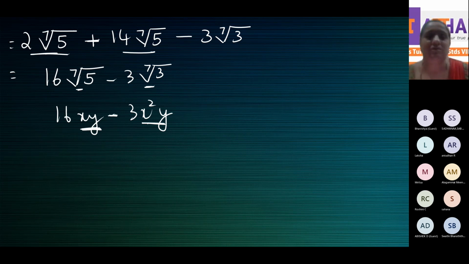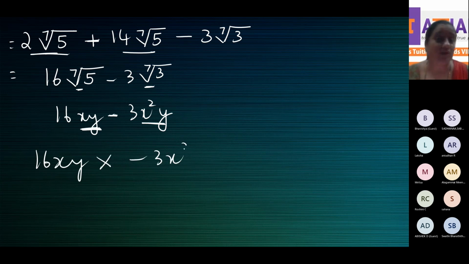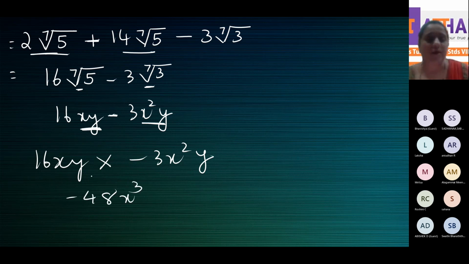It's the same thing. But you can multiply. If you have to multiply 16xy and minus 3x square y, you can multiply them. 16 into minus 3 is minus 48. X into x square is x cubed. Y into y is y squared. You can multiply them.